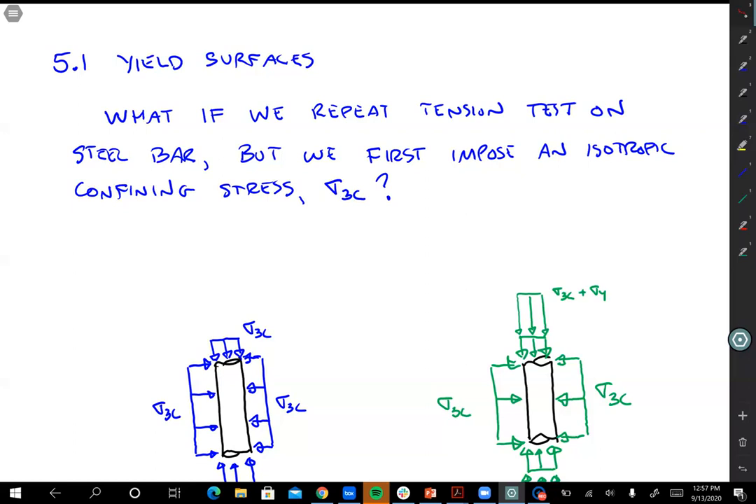and instead of doing a traditional uniaxial tension test, we first apply a big pressure to the steel bar. So we put it in a cell and apply a lot of air pressure to the cell so that we get horizontal and vertical pressure applied to the steel bar first, and then we do the uniaxial tension test. Or alternatively, you could take the steel bar down to the bottom of the ocean where there's water pressure acting all over it, and then you do the uniaxial tension test.